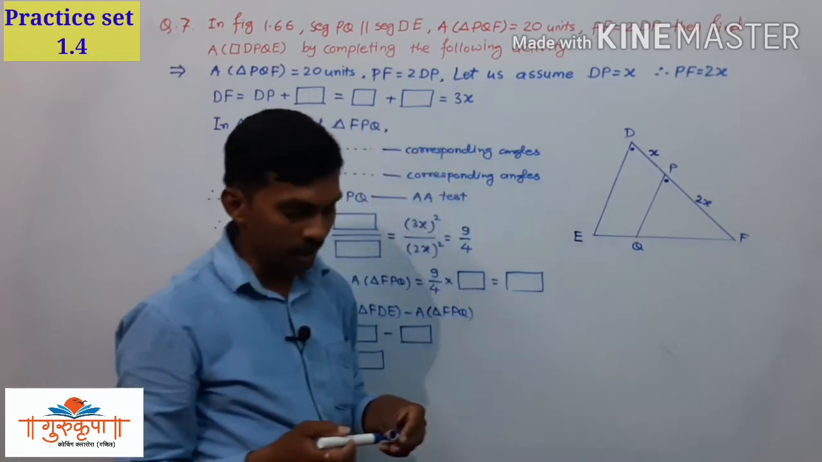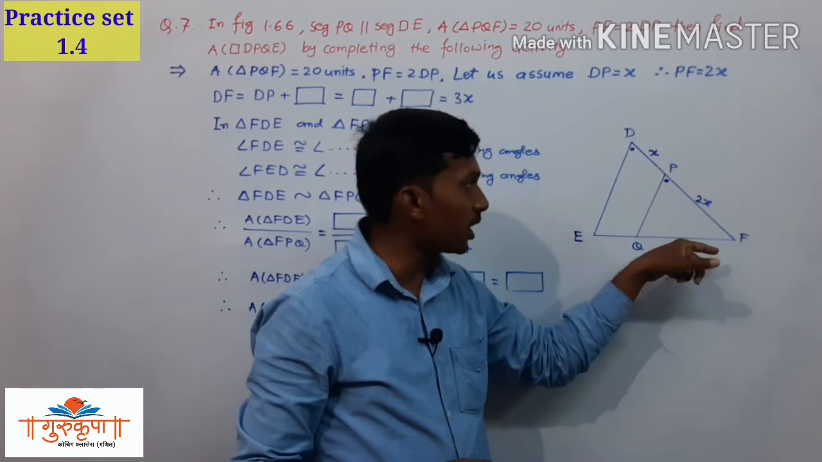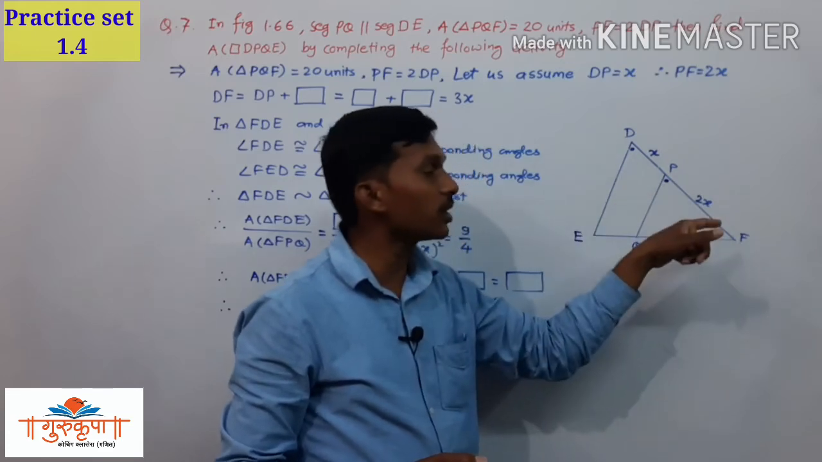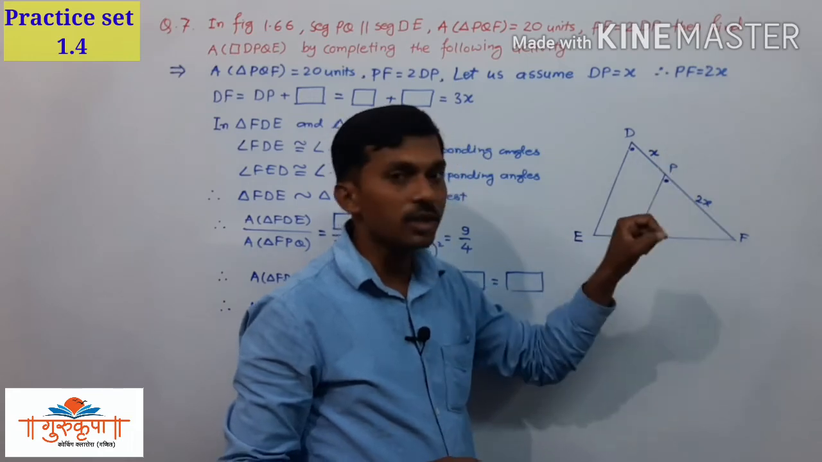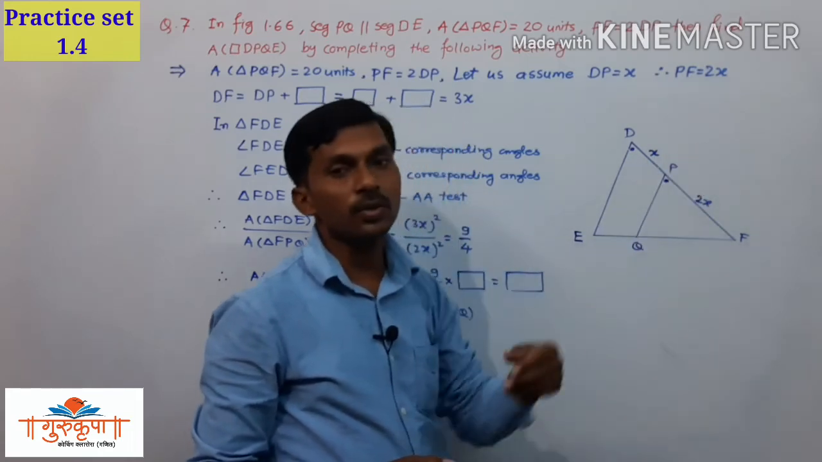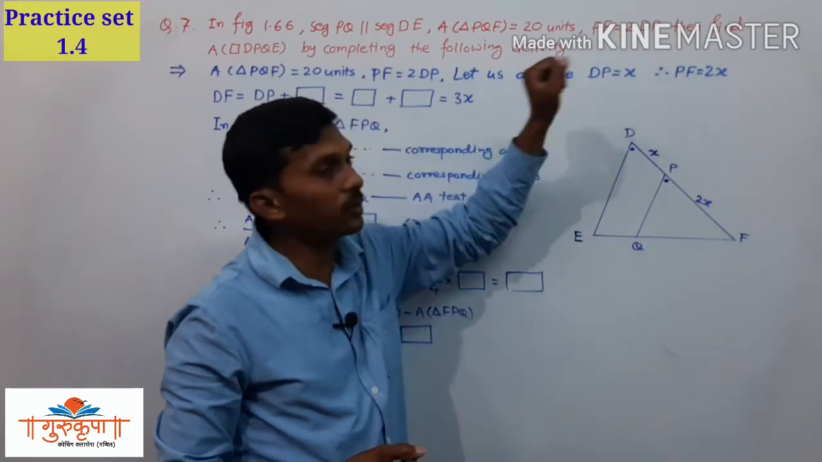Now which two sides do we get? We get the side PF of the smaller triangle and the side DF of the bigger triangle. DF is equal to x plus 2x, that is 3x, and PF is equal to 2x. Since we have to use these two sides, we have to use this information.